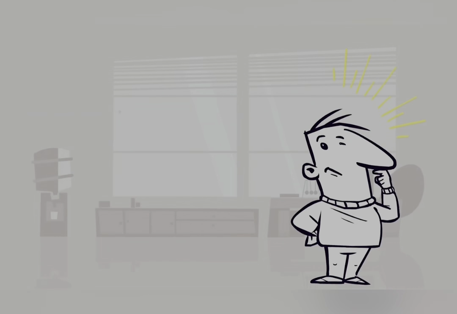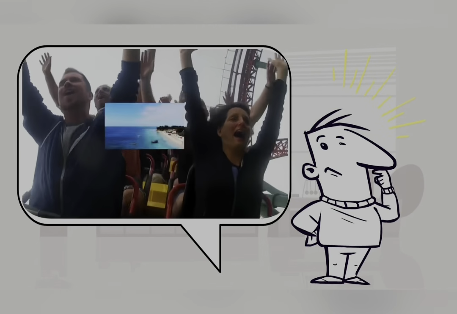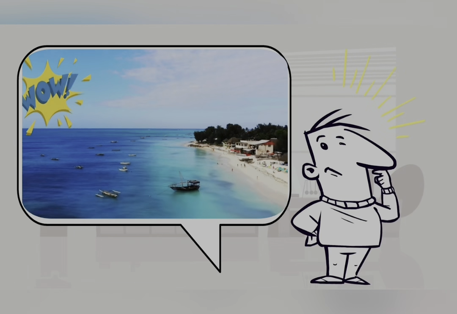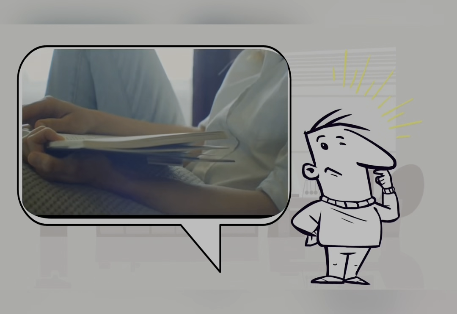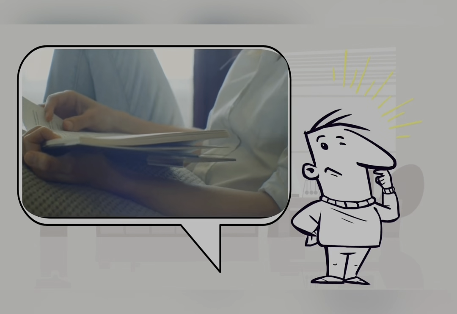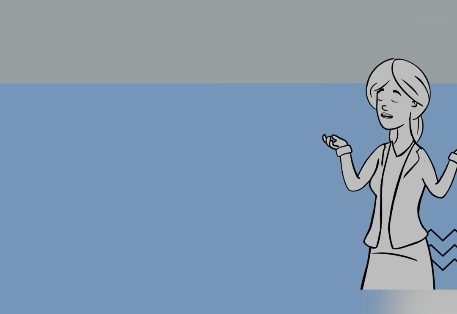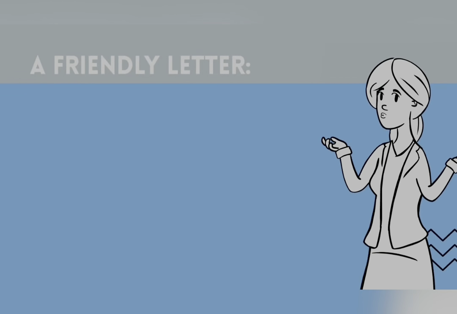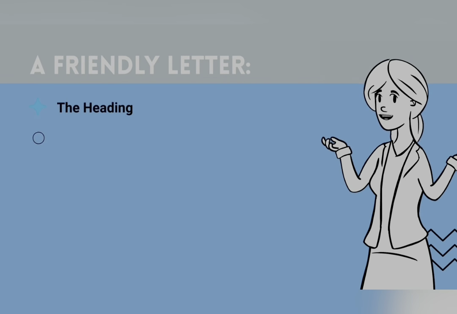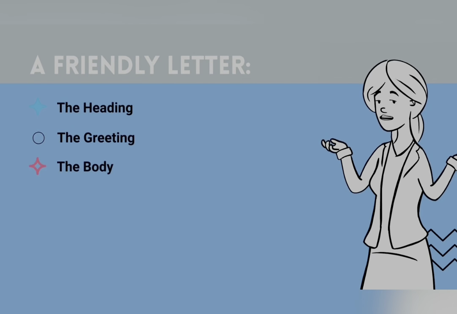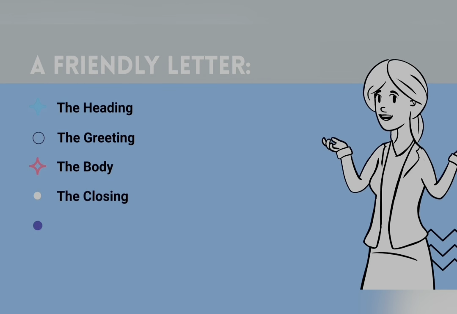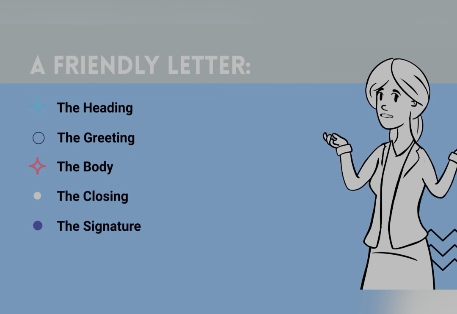You may write a friendly letter to tell your friend about something fun that you have done, about a place that you have visited, about a book that you have read. You can ask your friend some questions or ask for advice. A friendly letter usually has 5 parts: the heading, the greeting, the body, the closing, and the signature. Now let's dive into these and explain each one in more detail.